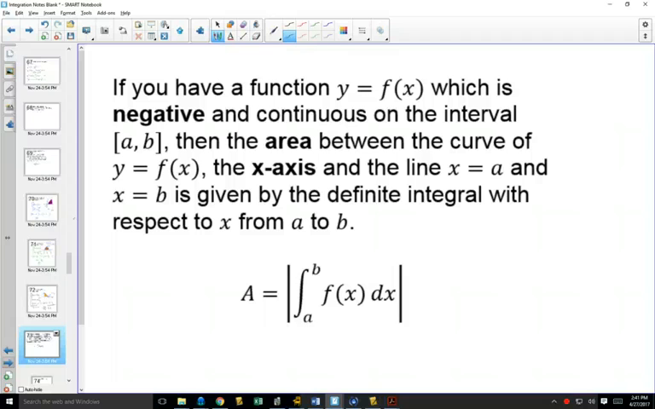So if you have a function that's below, then if you wanted to find the area between the curve, when you do the definite integral, it'll come up negative. So to counteract that, we could just do absolute values around that part, and then that will actually give us the area between the curve and the x-axis. Right?